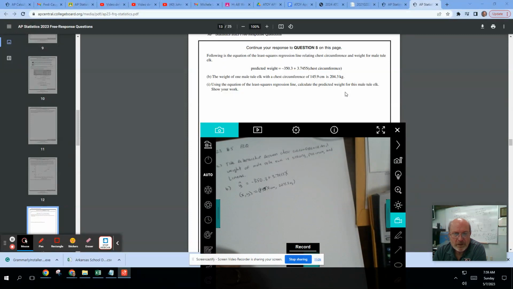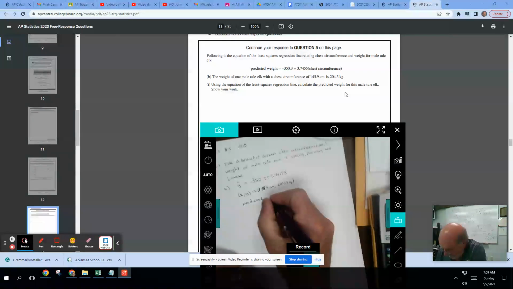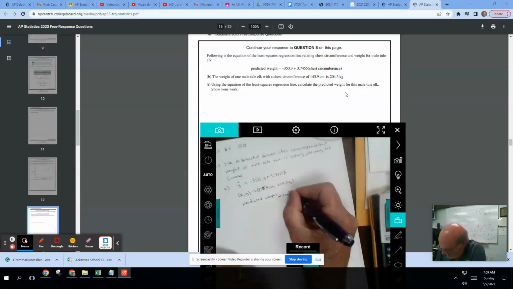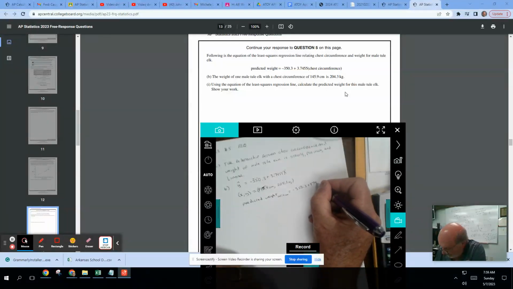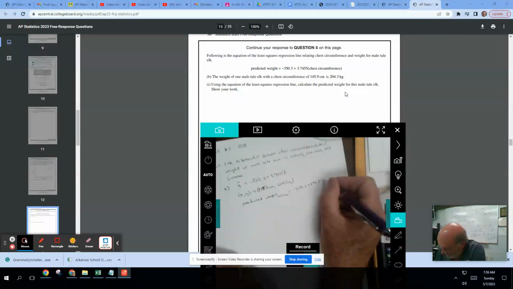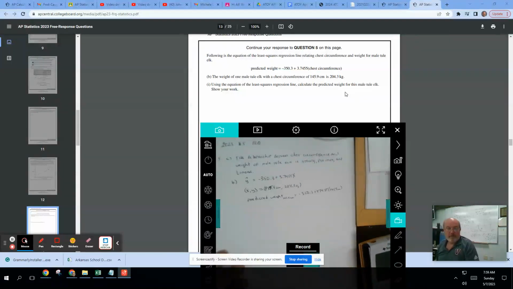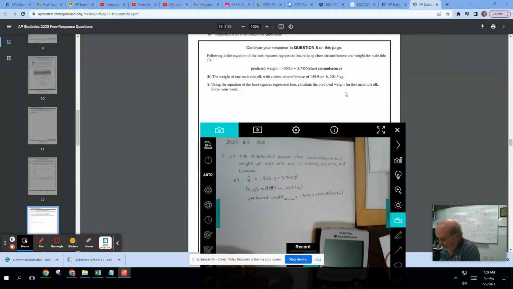Using the equation of the least squares regression line, calculate the predicted weight for this male tule elk. This time I am going to use the context, because I'm going to have to put it in context anyway: for this male with 145.9 centimeters, the predicted weight equals negative 350.3 plus 374.55 times the chest circumference. It's important to show your work. It says that at the top of every FRQ section of the exam, to show how you get the results.